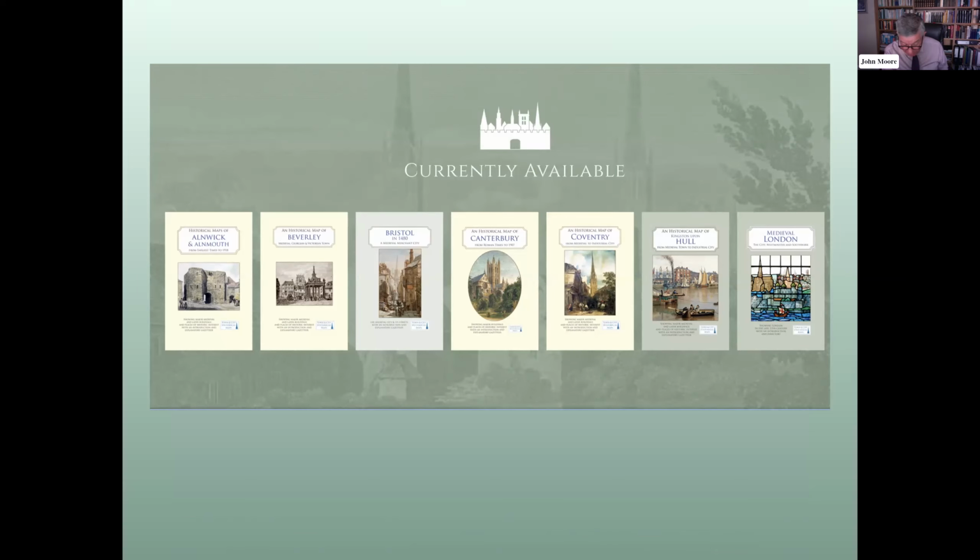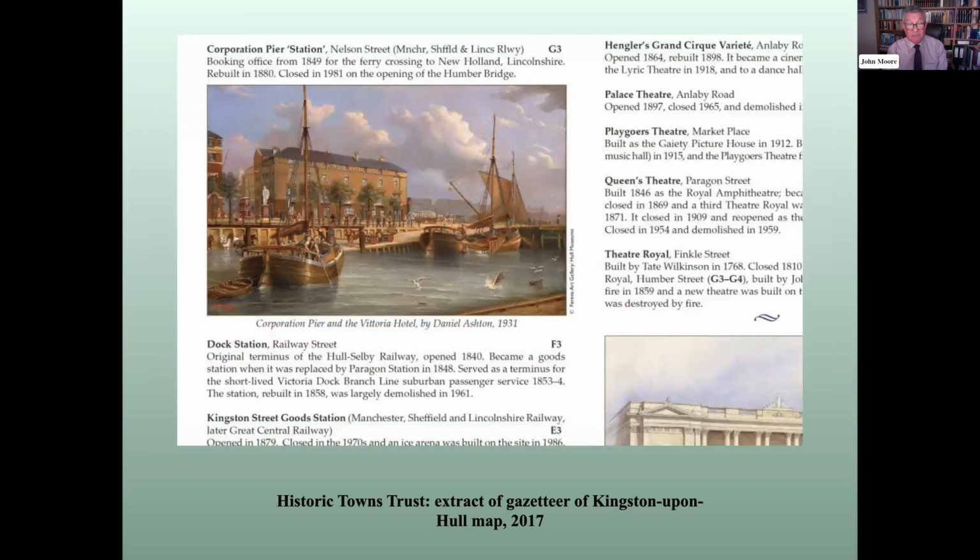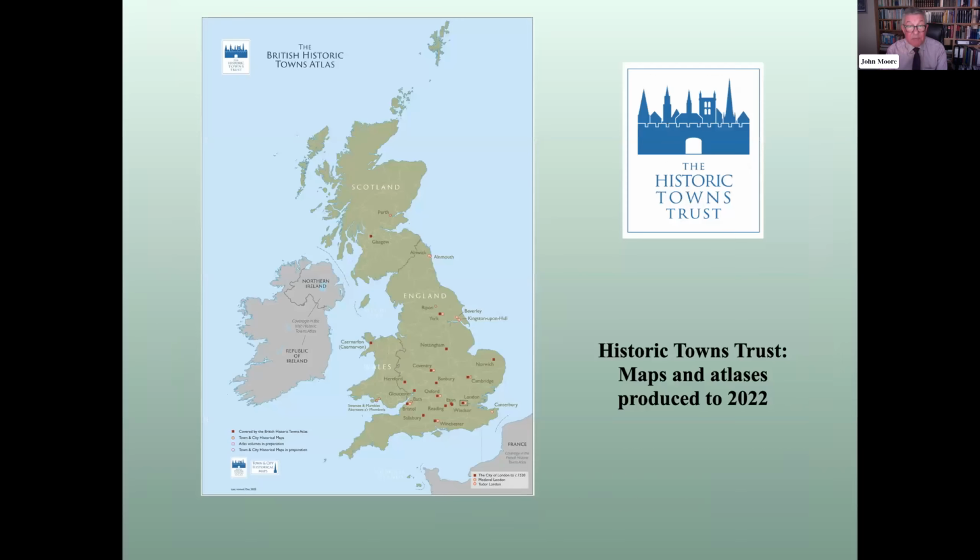While the atlases are accompanied by detailed scholarly text, the individual maps have an introduction and explanatory gazetteer of identified places created by local experts. This is an extract of the gazetteer, as you can see, from Kingston upon Hull. The coverage is increasing, but it is still relatively limited, as can be seen from this distribution map.